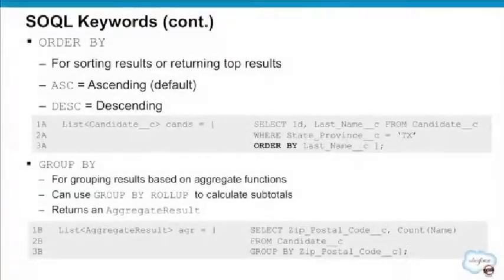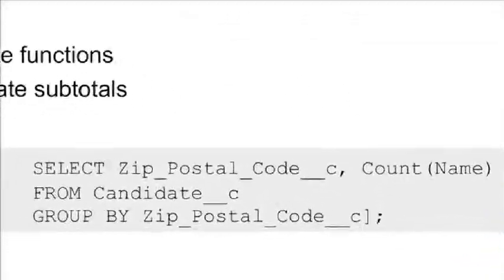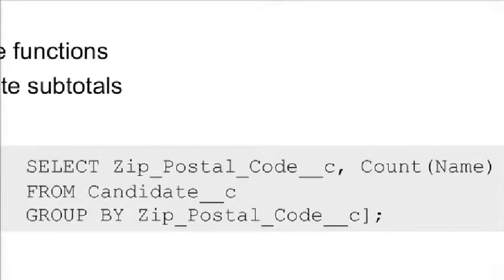There's also the GROUP BY. We can utilize the GROUP BY to do things like a subtotal. We can calculate averages for those subgroups. What we do is indicate the field that we would like to subtotal. So for instance, in this case, we have candidates in which we're grouping by zip code. And we're also counting the unique instances of those candidates based on the non-null name field.